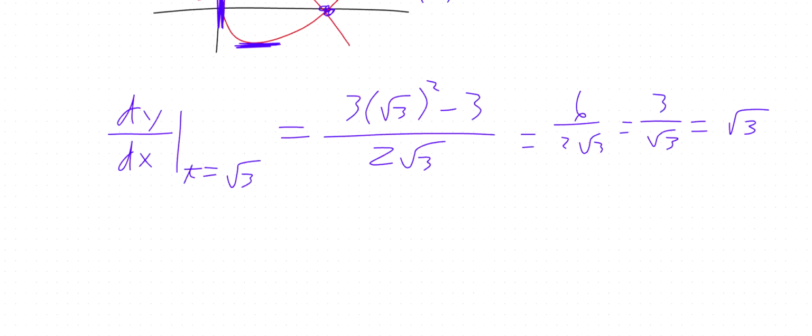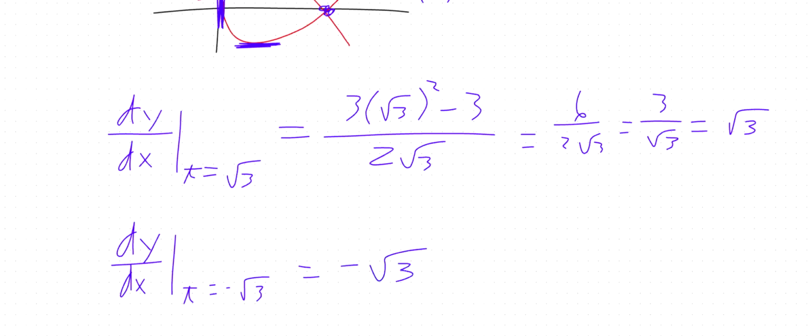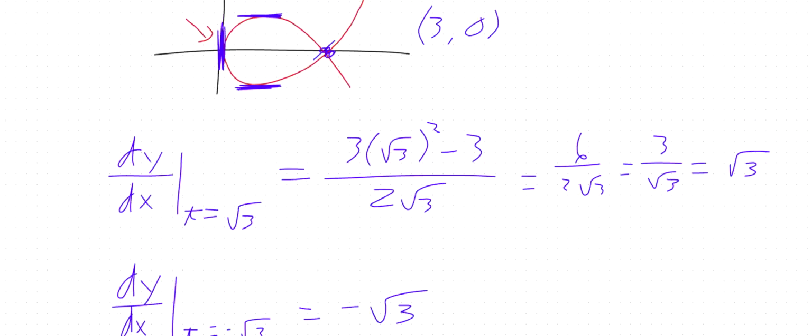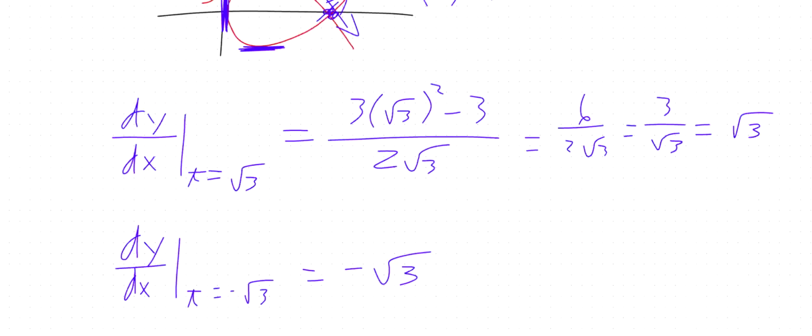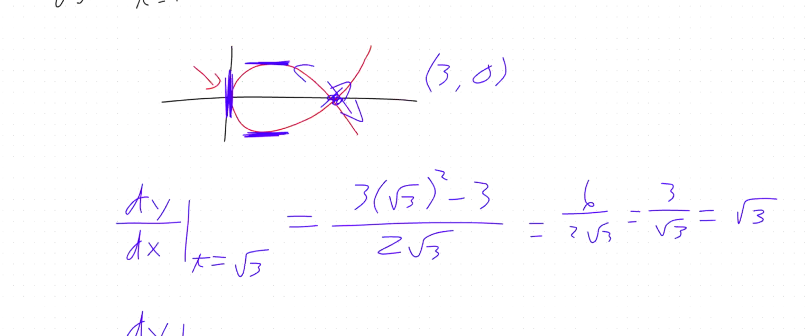Now, if we would do this again, we're going to get the exact negative of that. And as we can see, one of them has a positive slope, the other one's having a negative slope. And our graph would be going this way.